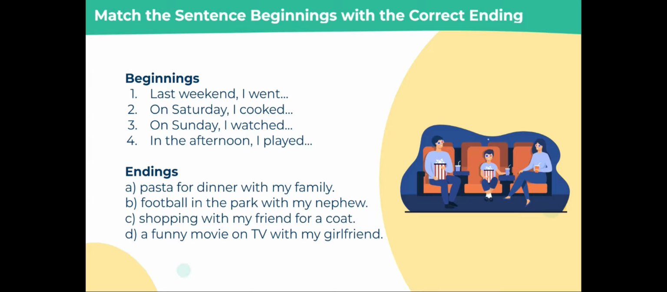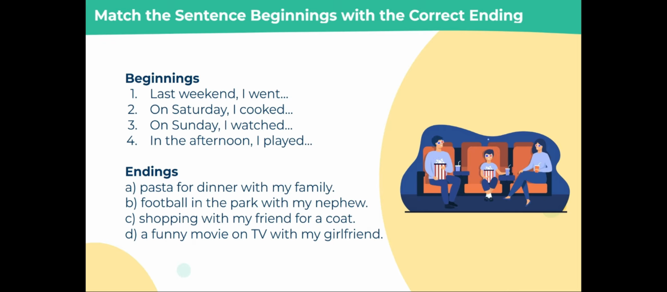Okay, so we've started already, so let me read the endings. A, pasta for dinner with my family. B, football in the park with my nephew. C, shopping with my friend for a coat. D, a funny movie on TV with my girlfriend. Okay, so if you want to have a look at those and match them together, you can do so in the chat. We've had one answer come in already. Okay, another one too. Okay, so this is a nice exercise. We can have a look and match these sentences together, and it's all about matching verbs and nouns here to create true context and true meaning.